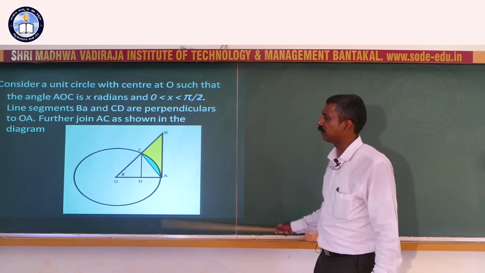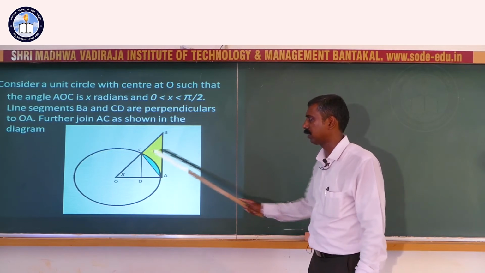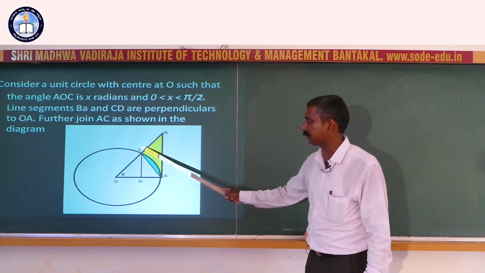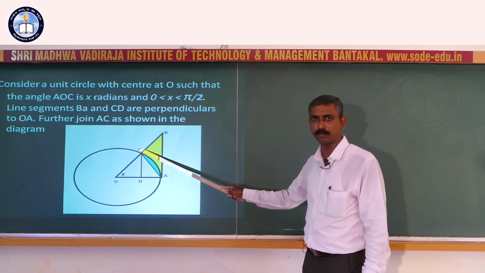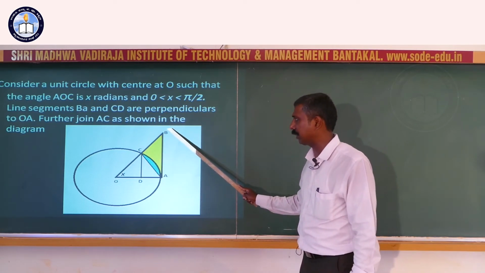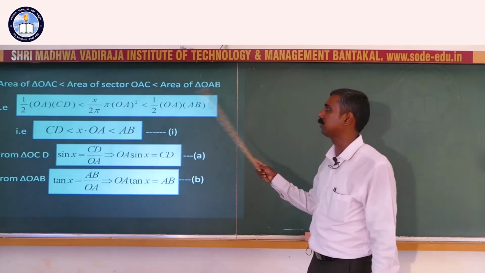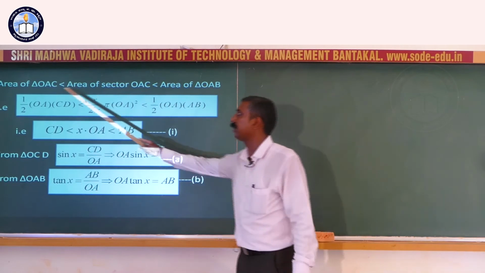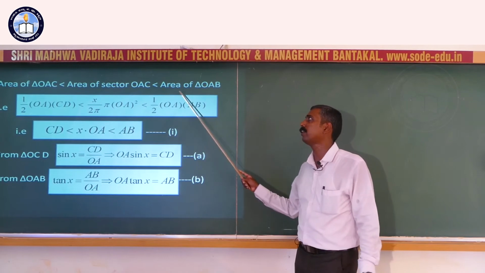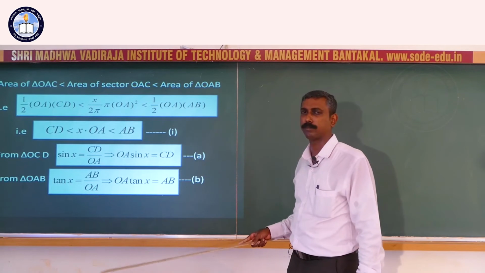If you consider this triangle, this sector and this triangle, first the area of triangle AOC is strictly less than the area of the sector AOC, and these two areas are strictly less than the area of the triangle AOB. In other words, the area of triangle AOC is strictly less than the area of sector OAC, and it is strictly less than the area of triangle OAB.